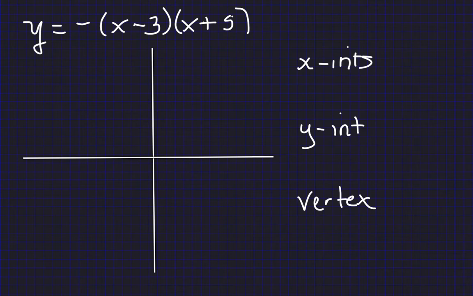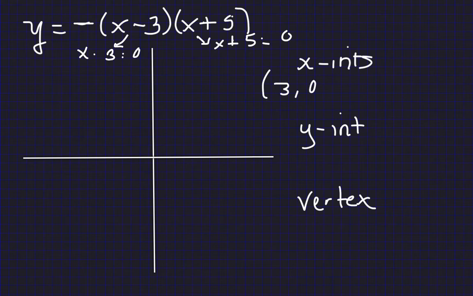In this case, if I look at the equation, I know it's a parabola because if I distributed, I'd have an x squared. In this case, the negative in front means it's going to open down. I find my x-intercepts the same way, though. I set this equal to 0: x minus 3 equals 0, and x plus 5 equals 0. And I end up with my x-intercepts. Those would be at positive 3, 0, and negative 5, 0.